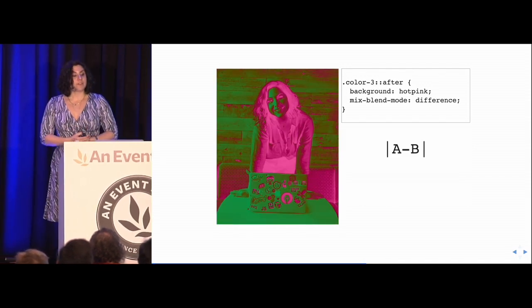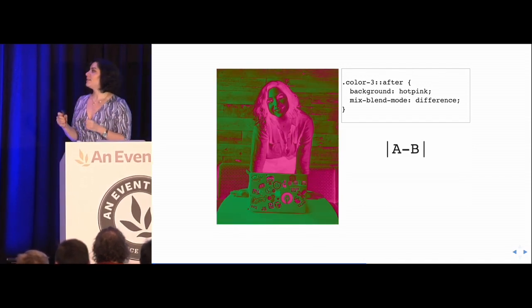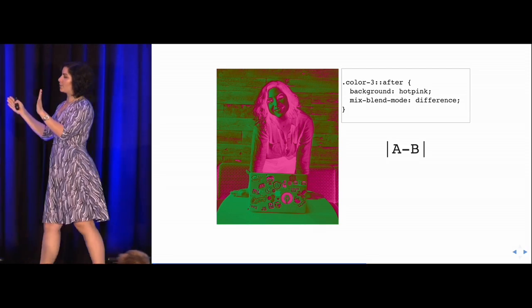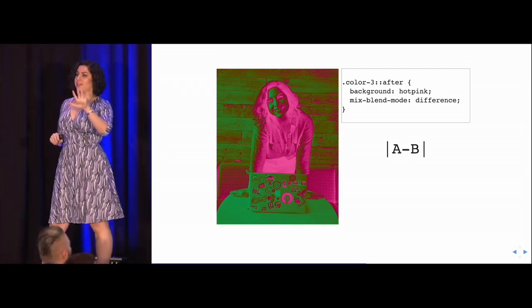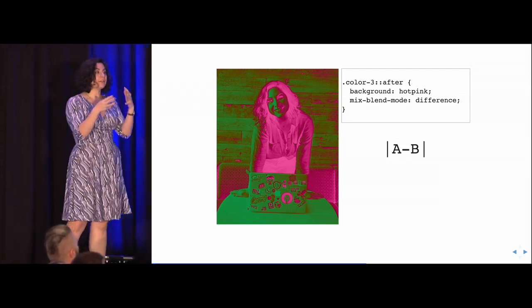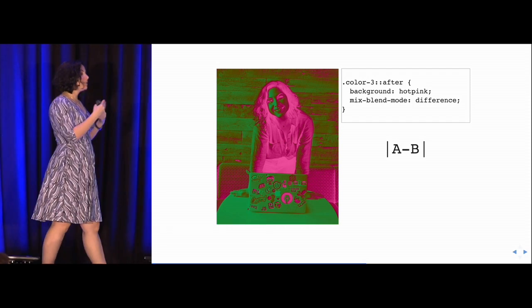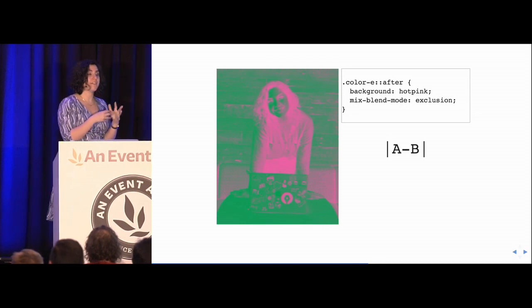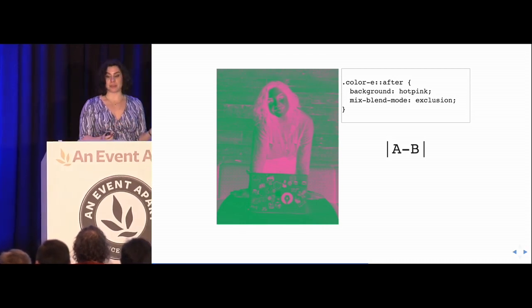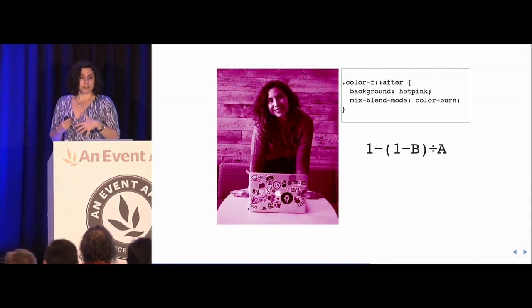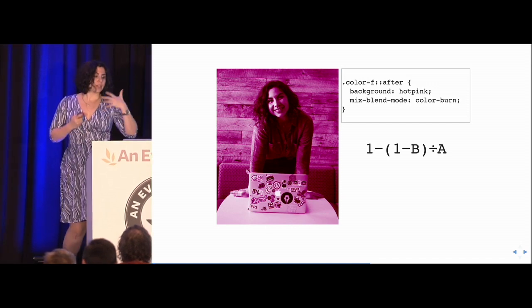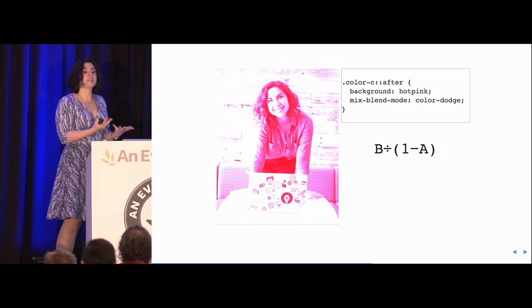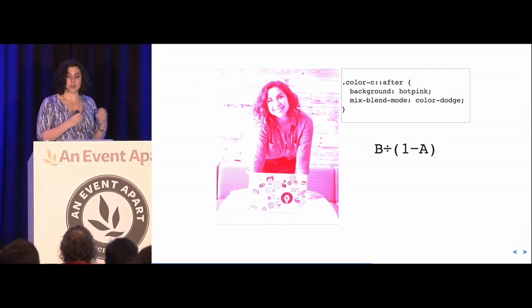So the next one is difference. Difference takes the absolute value of the difference between the luminosity of the active layer minus the background layer. And similar values here turn black. This is similar to exclusion, but with exclusion, similar values turn a 50% gray, so it's much more muted. There are also very saturated blend modes like color burn. Color dodge is also very saturated when you're applying it.